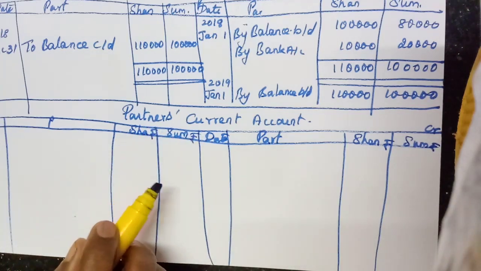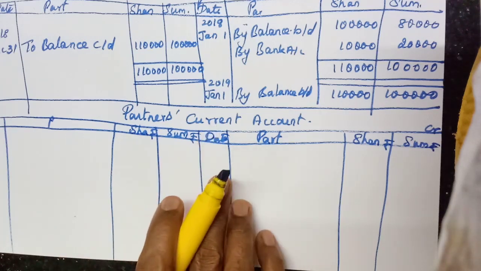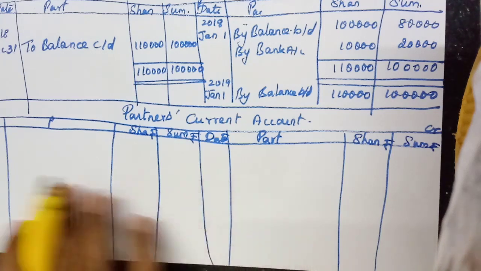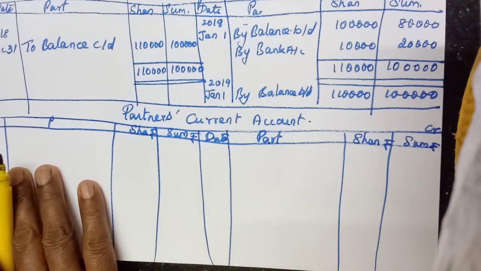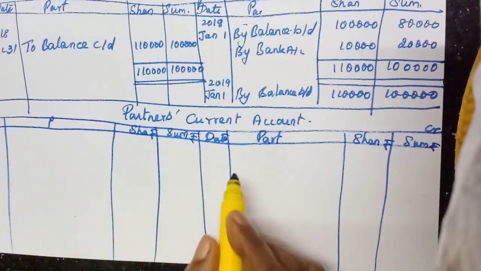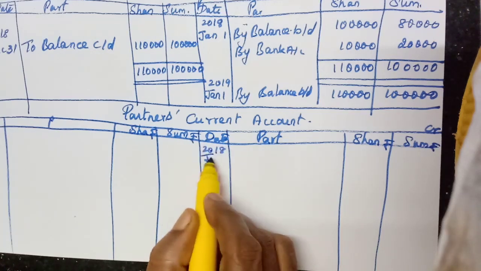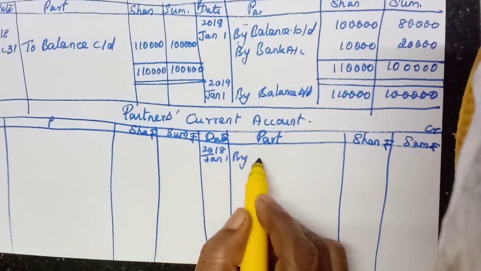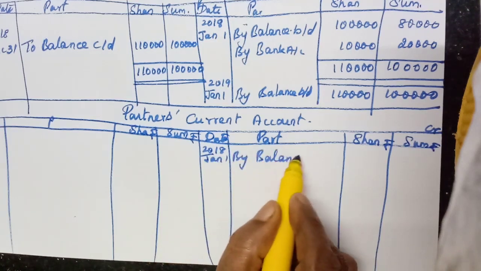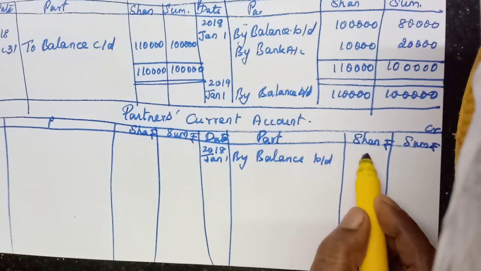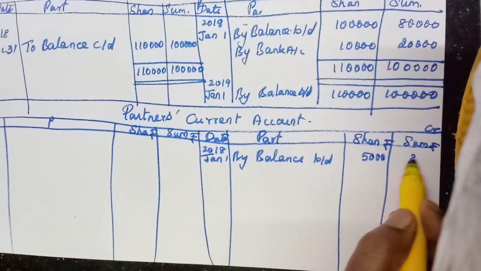Now the partners' current account balance we should write first. For that you should check very clearly whether it is debit or credit. In this problem, in the second line they have given current account on 1st January 2018, credit balance. So we will start on this side. First write the date, 2018 January 1, by balance brought down, 5,000, 3,000.